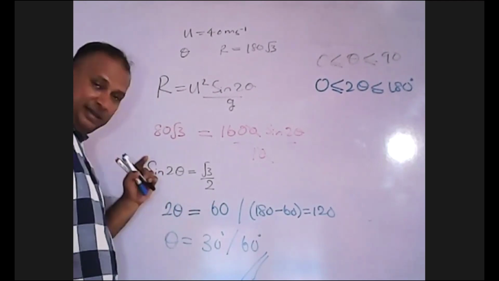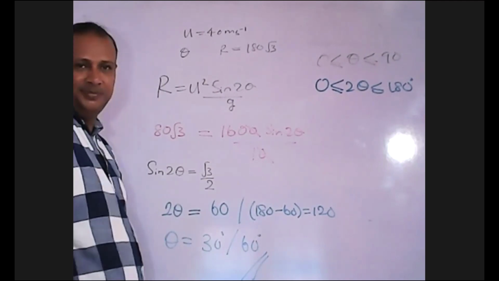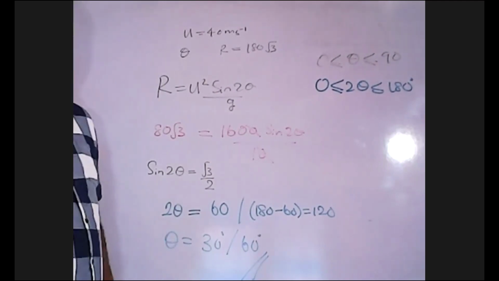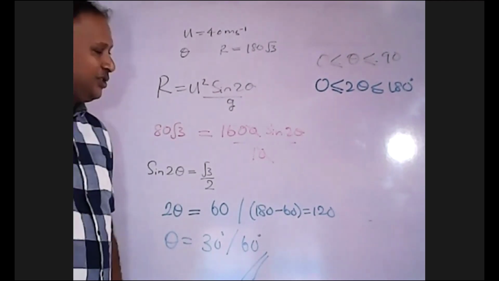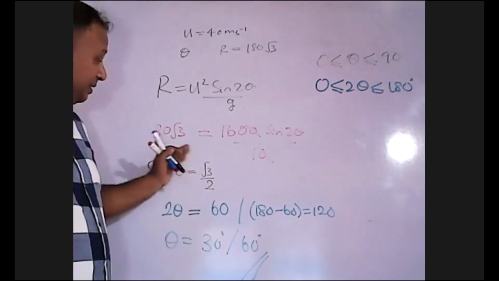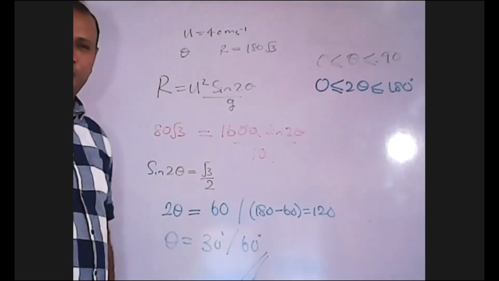This is 2 theta. If you want to find theta, you have to divide that by 2. Therefore, there are similar ranges for two different angles.